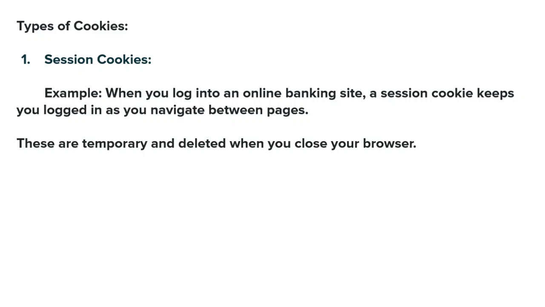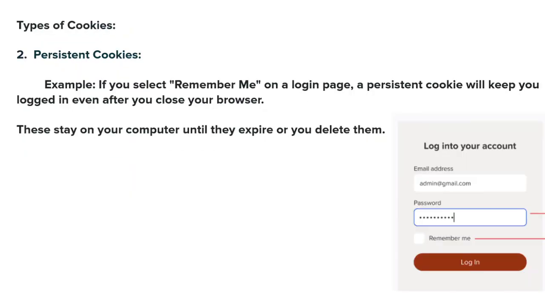So these session cookies are temporary and they are deleted whenever we close the browser. For security purposes, they are temporary and deleted whenever we close the browser. So those are known as session cookies. Second type of cookie will be persistent cookies.